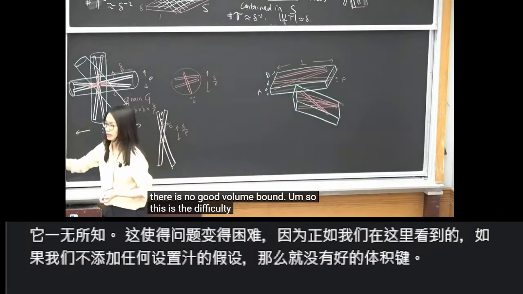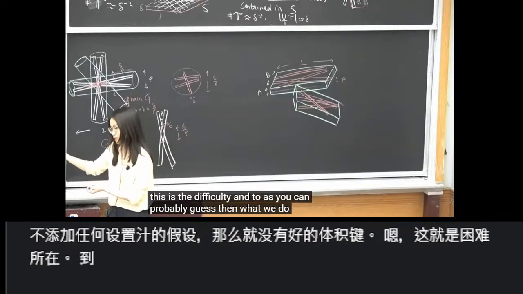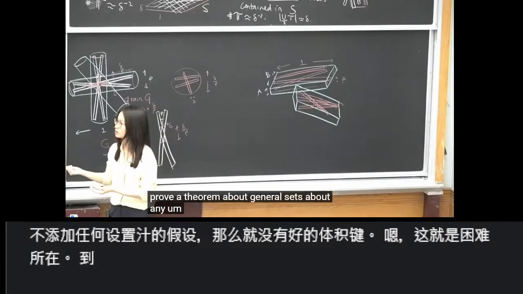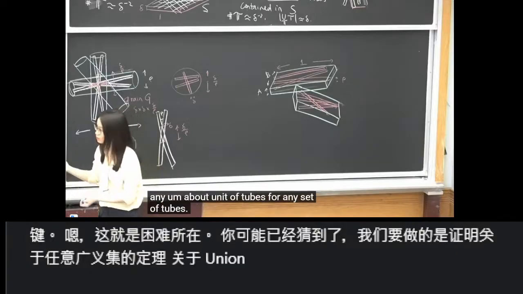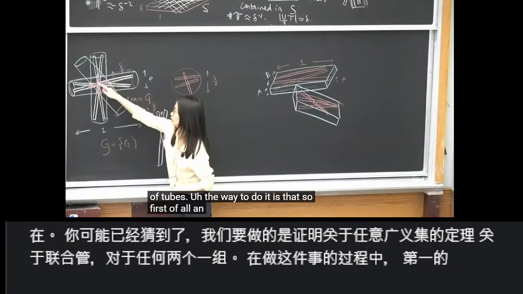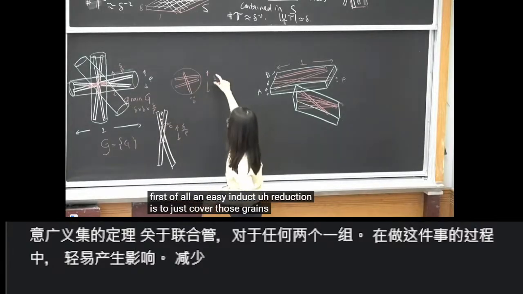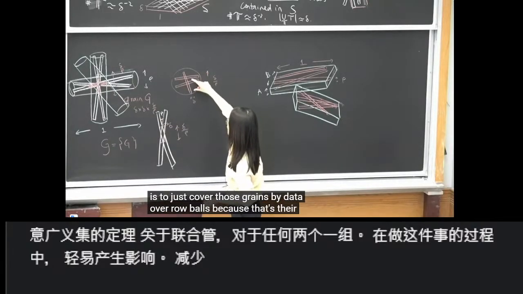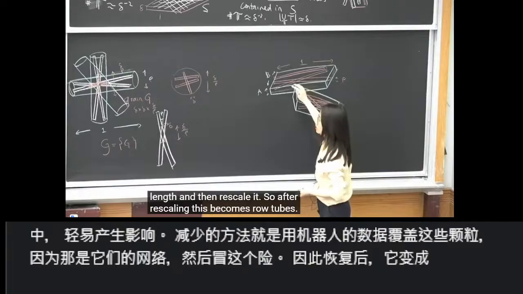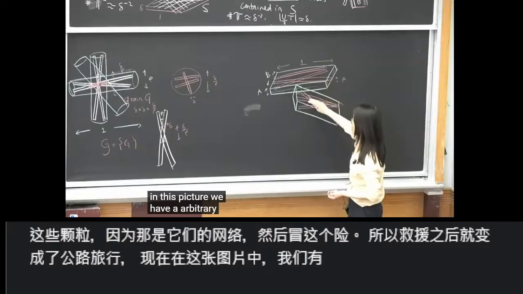So this is the difficulty, and as you can probably guess, what we do is we prove a theorem about general sets, about the union of tubes for any set of tubes. The way to do it is, first of all, an easy reduction: we cover those grains by delta over rho balls, because that's their length, and then rescale. After rescaling, this becomes rho tubes. So now in this picture, we have an arbitrary set of rho tubes.